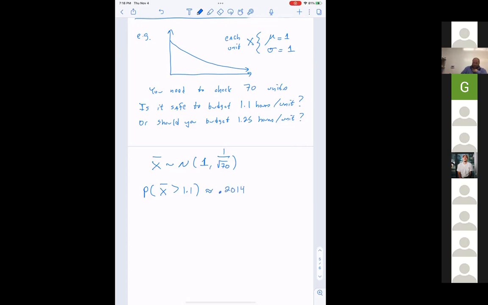I got 0.20139. So there's a 20% chance that it will take more than 1.1 hours per unit. Is that something you'd like to risk if you were budgeting for your company? No. Okay, well, let's take a look if 1.25 hours per unit is any better.